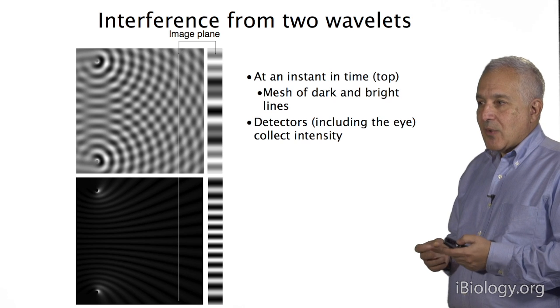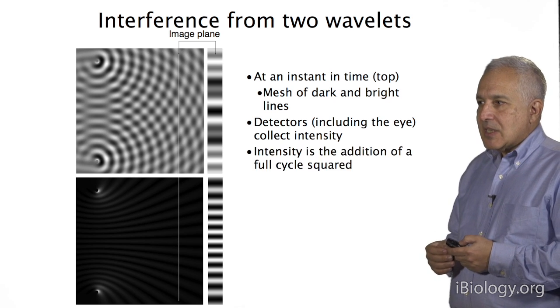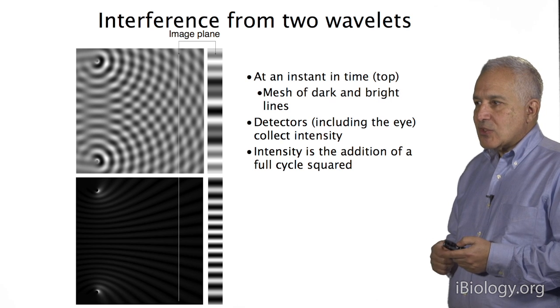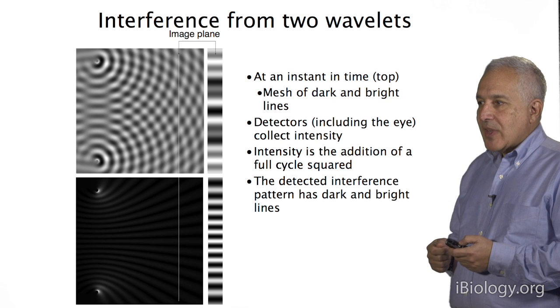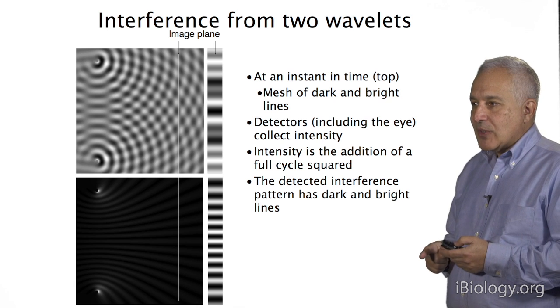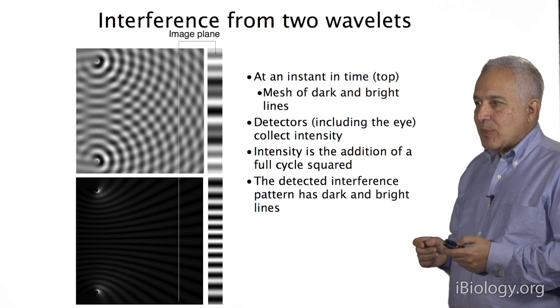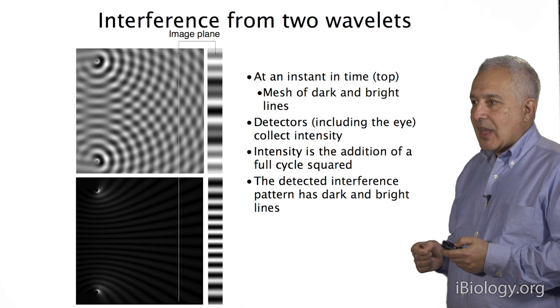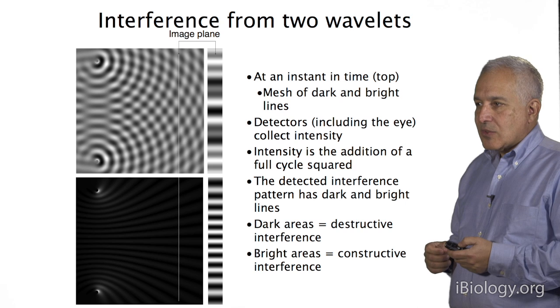Detectors, including the eye, however, don't see amplitude. We collect intensity. And intensity is the addition of a full cycle of those wavelets and squaring the result. And the detected interference pattern now has dark and bright lines. And right in the middle, there's a white line running horizontally. And that is the place where the two wavelets are mutually constructively interfering all the way along that length. The dark areas are the destructive interference. The bright areas are the constructive interference.